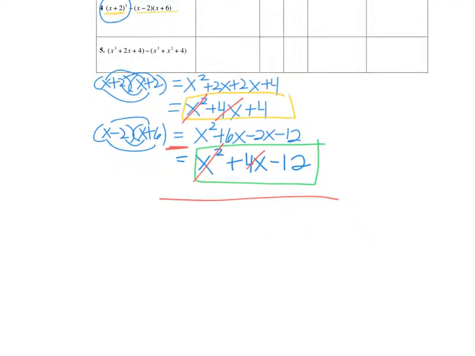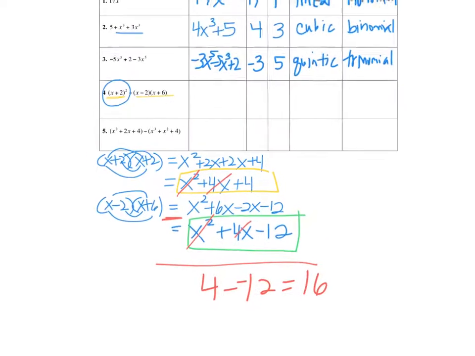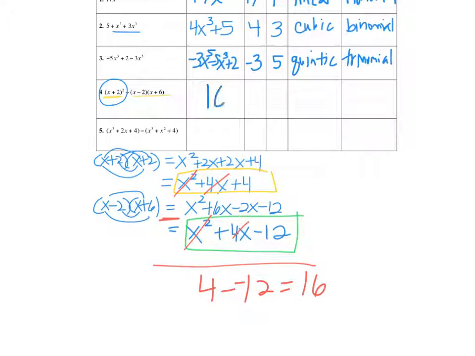4 minus negative 12. What is that? Can you do that in your head? 4 minus negative 12 is 16. After all of that, it's really just 16. Okay, so write it down. It's 16.